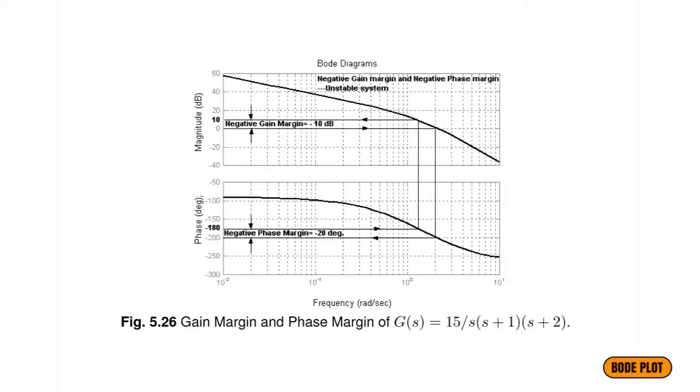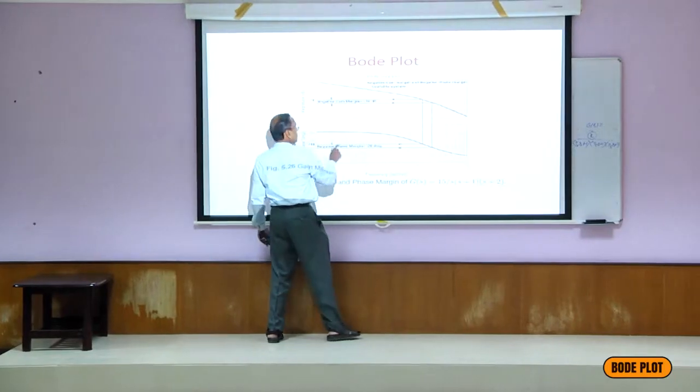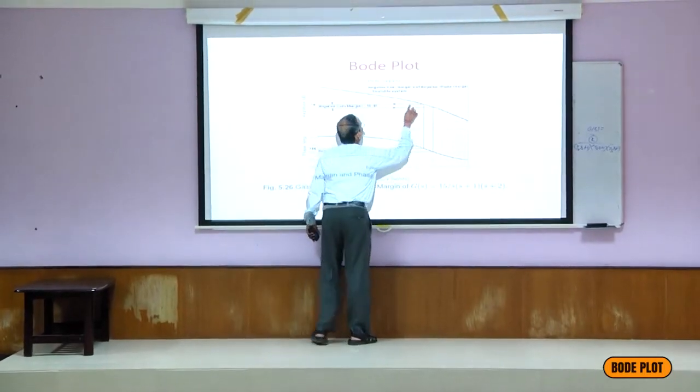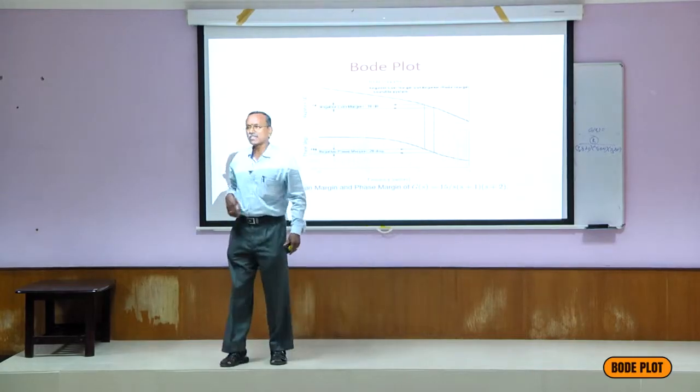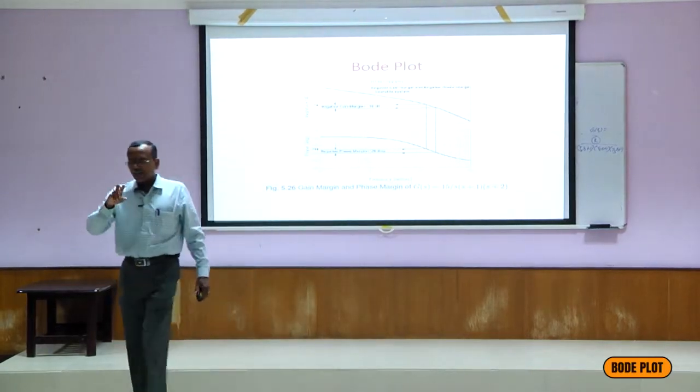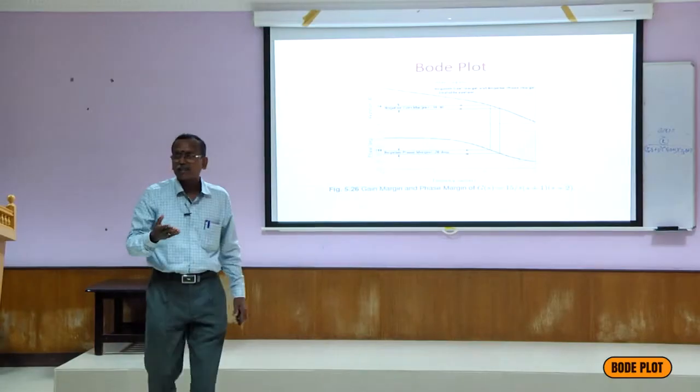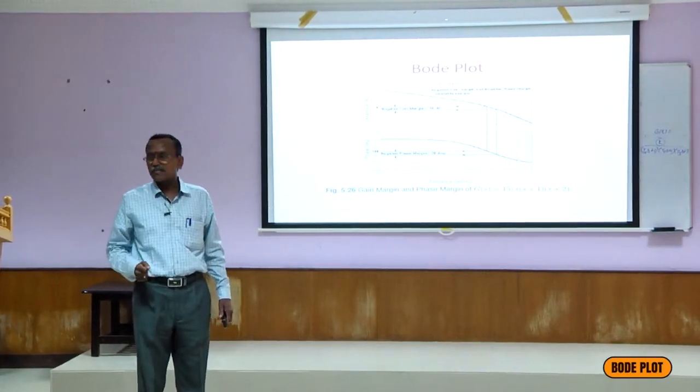Now you see, where is the phase crossover frequency? The phase crosses 180 here. What is the magnitude at that point? The magnitude is plus 10. Magnitude plus 10 means it is already positive. Unstable system. The system is unstable.